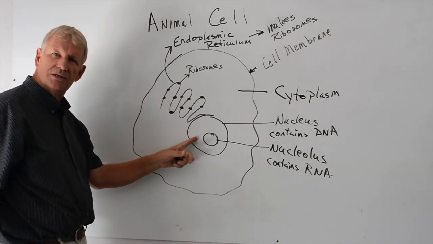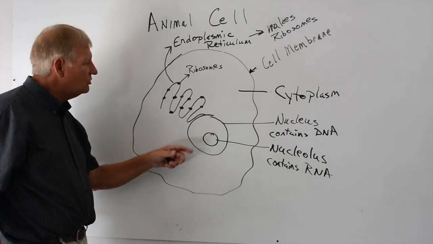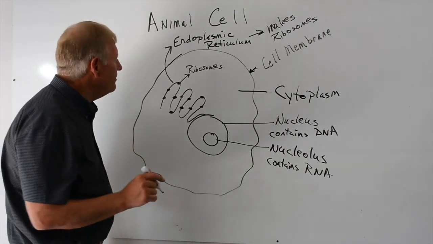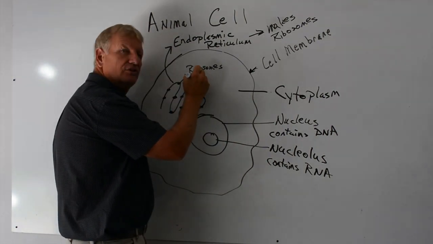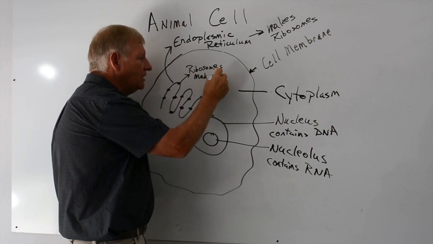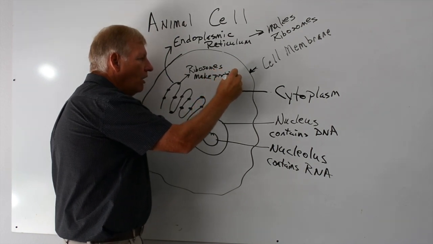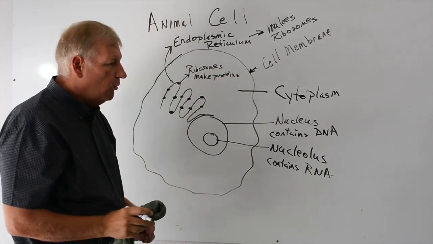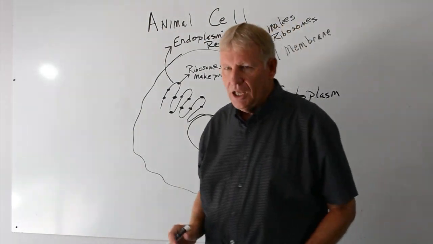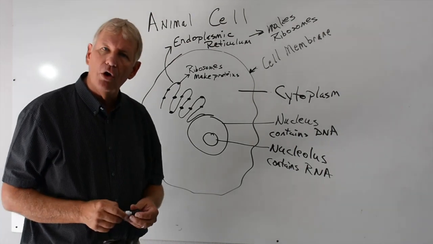Well, look at this. This is attached to the nucleus. So what do the ribosomes do? The ribosomes then make proteins. This is fascinating. Well, what are cells made up of? Every living thing, the new cells, are made up of proteins.